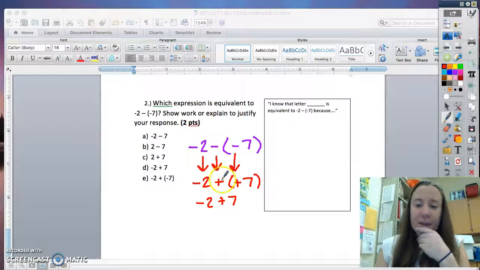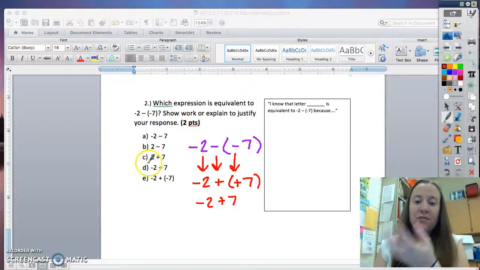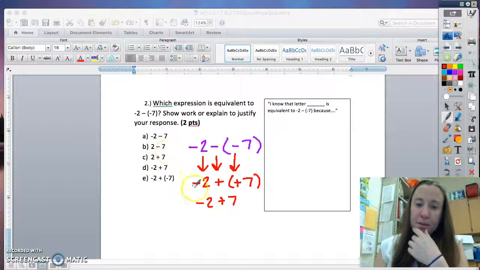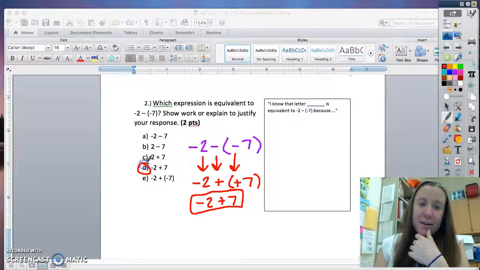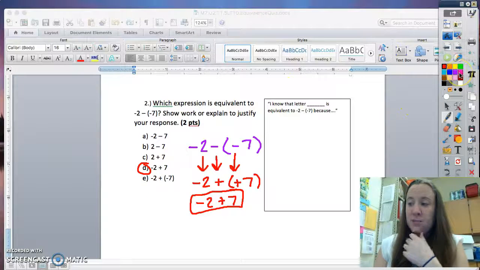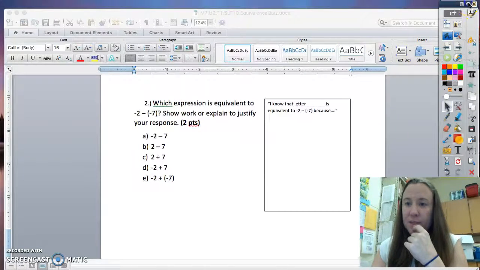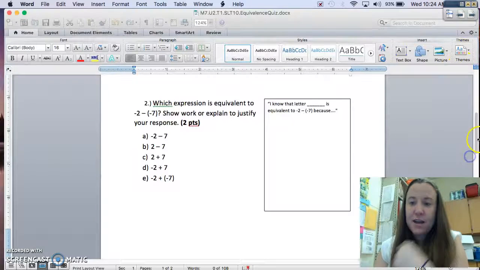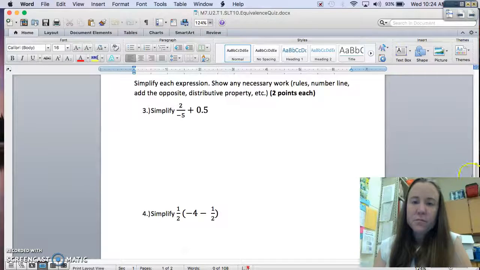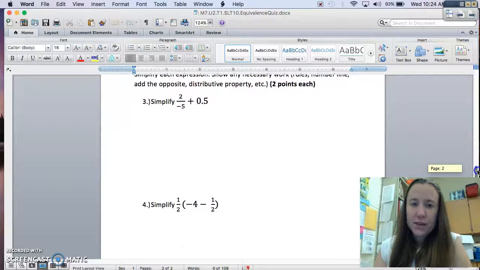I saw a lot of you trying to actually evaluate each one of these, which is fine. I didn't really need to do that though. I was only picking one option, and when I used add the opposite, I got negative 2 plus 7, and you can see that option D is negative 2 plus 7. So in your explanation of this one, we should have seen that you know the steps to follow in adding the opposite. So the next thing we'll do is look at the simplification of expression problems on the second page. There were 3 of them, and we saw kind of different issues with each one.